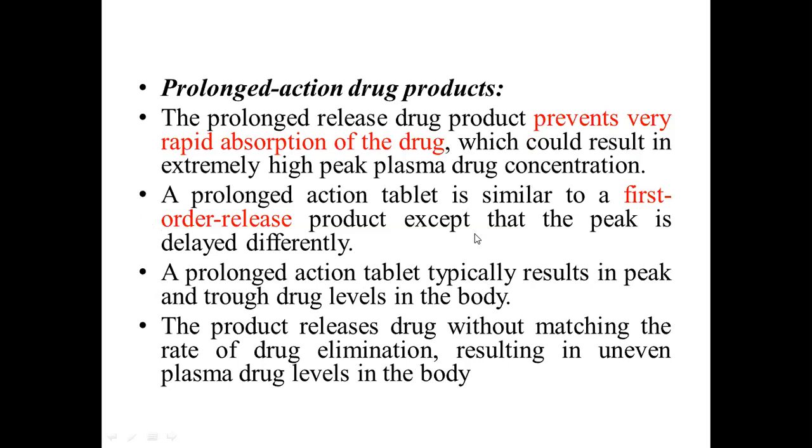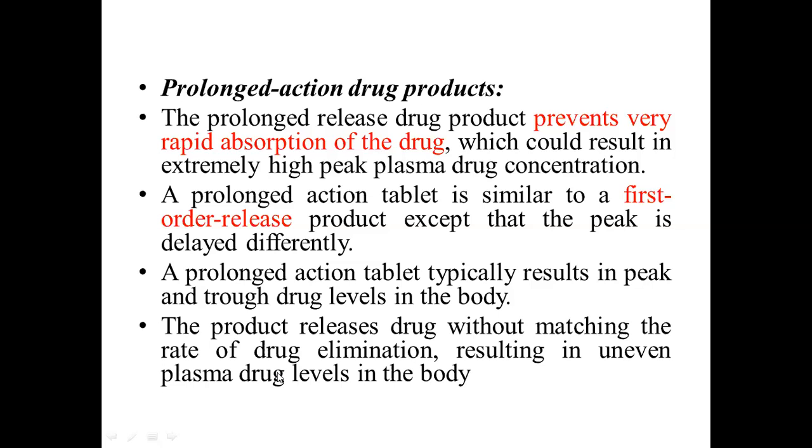Prolonged action drug product. The prolonged release of the drug prevents very rapid absorption of the drug, which could result in extremely high peak plasma drug concentration. A prolonged action product is similar, except that the peak is delayed. A prolonged action tablet typically results in peak and trough drug levels in the body. The product releases drug without matching the rate of drug elimination, resulting in uneven plasma drug levels in the body.